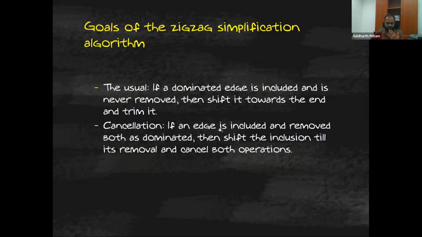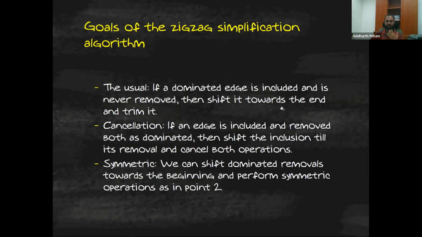The other thing about zigzag is that it's symmetric. It's inclusions and removals, and if I move from left to right or right to left, it is the same thing. What I mean is that in the cancellation approach, I try to shift the inclusion towards the right to make it closer to its own removal. Symmetrically, we can try to shift the removal towards the inclusion, because if I see the removal from the other end, it's an inclusion. So it's a symmetric sequence, and I can apply this algorithm both ways, from both ends.